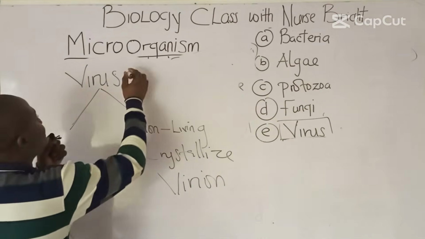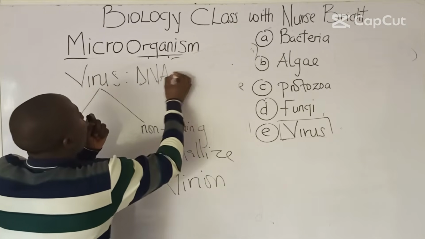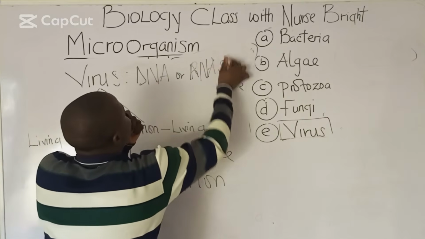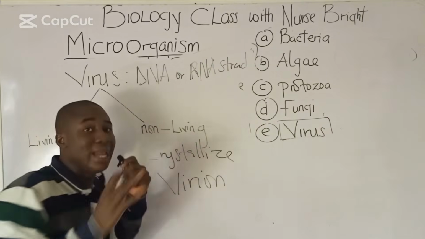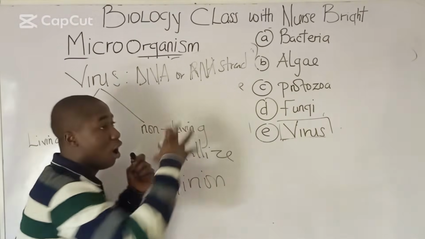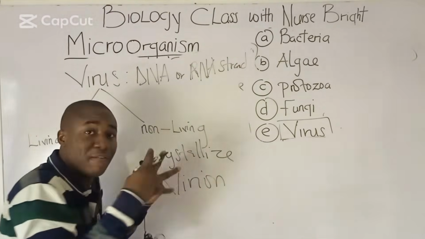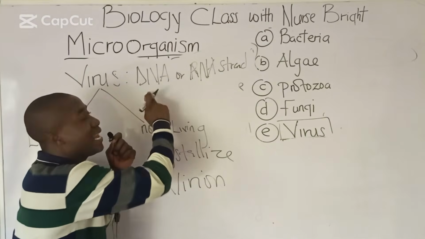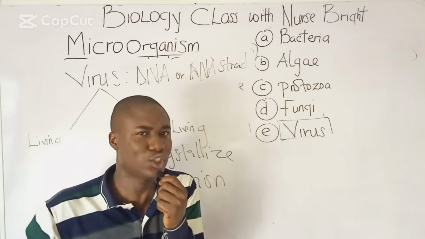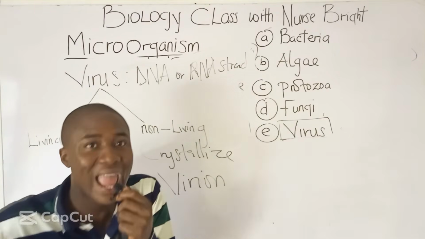It must be noted that viruses contain a DNA or RNA strand, meaning that we have the DNA virus or the RNA virus, not both nucleic acids found in the virus. If both of them were found, it would have been a DNA and RNA strand, but here it is DNA or RNA strand, because this is very, very important. We have DNA viruses and also we have RNA viruses.